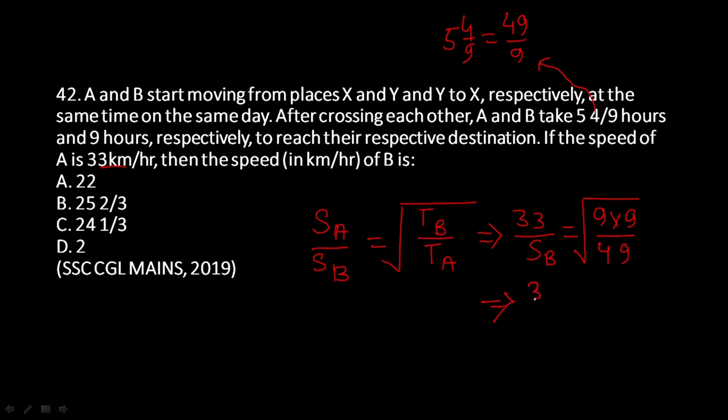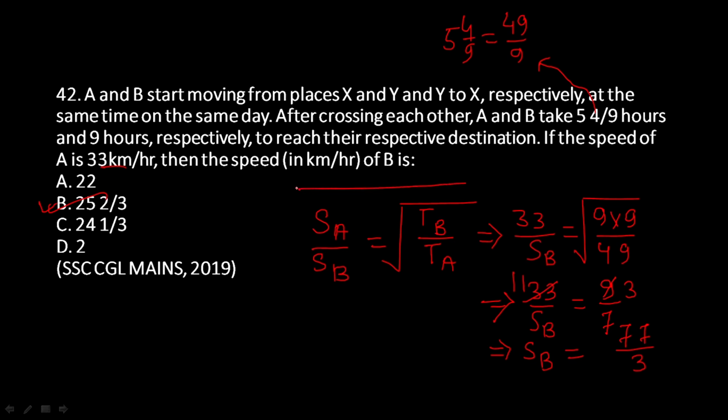So we have to get the rooted value, 9 and it will be 7. So 3 3s are 9, 3 11s are 33. So the speed of B is equal to 77 upon 3, which means 25 and 2 by 3. 3 25s are 75, 2 remains, so 2 by 3. I hope it is clear to you. We have solved several problems with this formula and this is important for your exam. Moving to the next one.